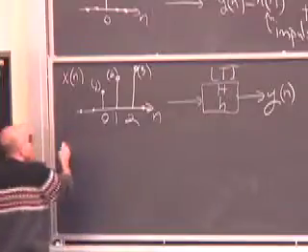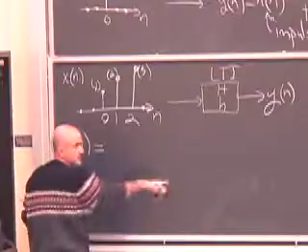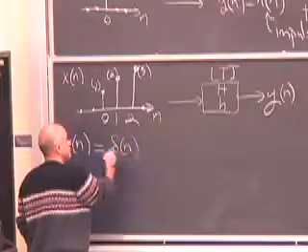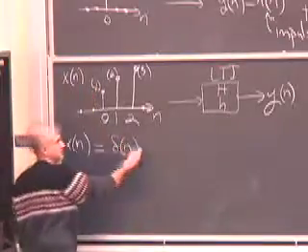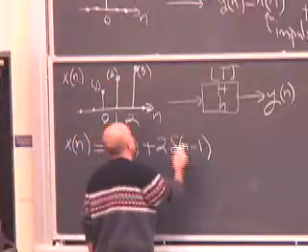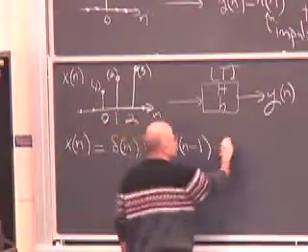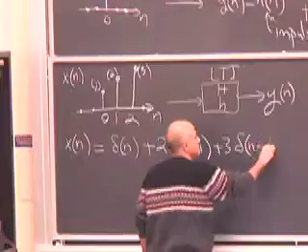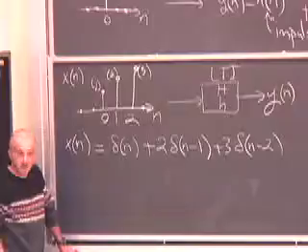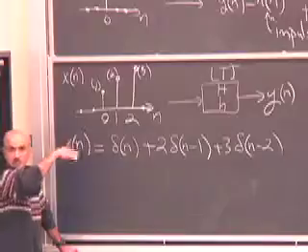So, x of n can be written as, can you give it to me in algebraic form, and then we'll do it graphically. Delta n times 1 plus 2 delta n minus 1. That's this lollipop right here. Plus 3 delta n minus 2. Okay? Is everybody with us? We've done this breakdown of signals into a linear combination of impulses before. And now you're beginning to see why we've been doing it.